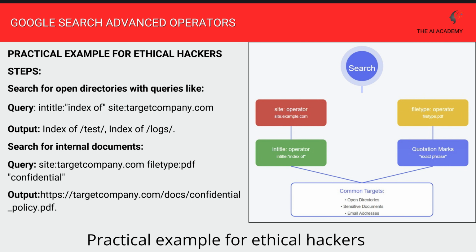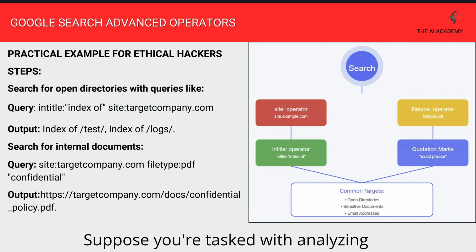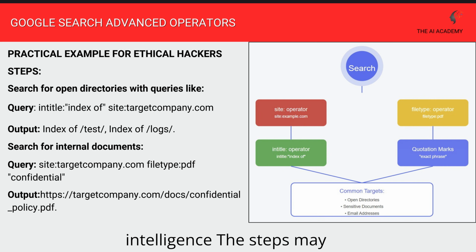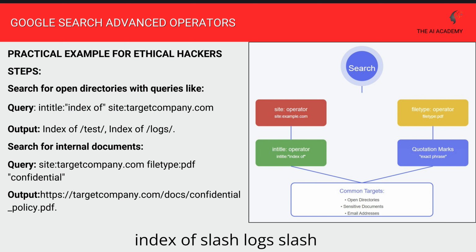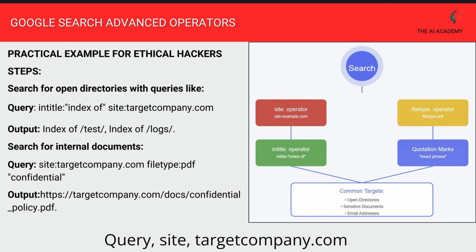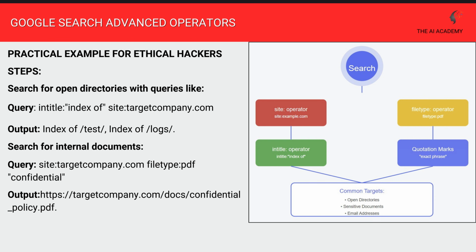Practical example for ethical hackers. Suppose you're tasked with analyzing targetcompany.com to gather passive intelligence. The steps may include: search for open directories with queries like intitle:"index of" site:targetcompany.com. Output: index of /test/, index of /logs/. Search for internal documents. Query: site:targetcompany.com filetype:pdf confidential.